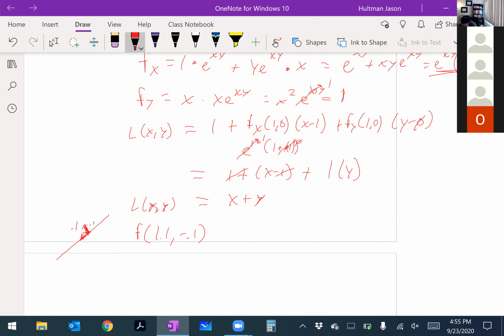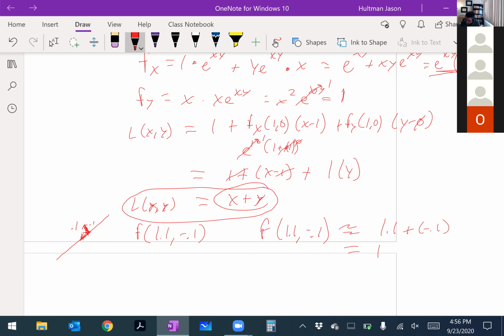And so the linear approximation here is really easy to get. It's just x plus y. So we would say that f of 1.1, negative 0.1 is approximately equal to 1.1 plus negative 0.1, which is equal to 1. So the function is evaluated. We can just add the x's and the y's together if we're really close, and we get an approximate value for the function.